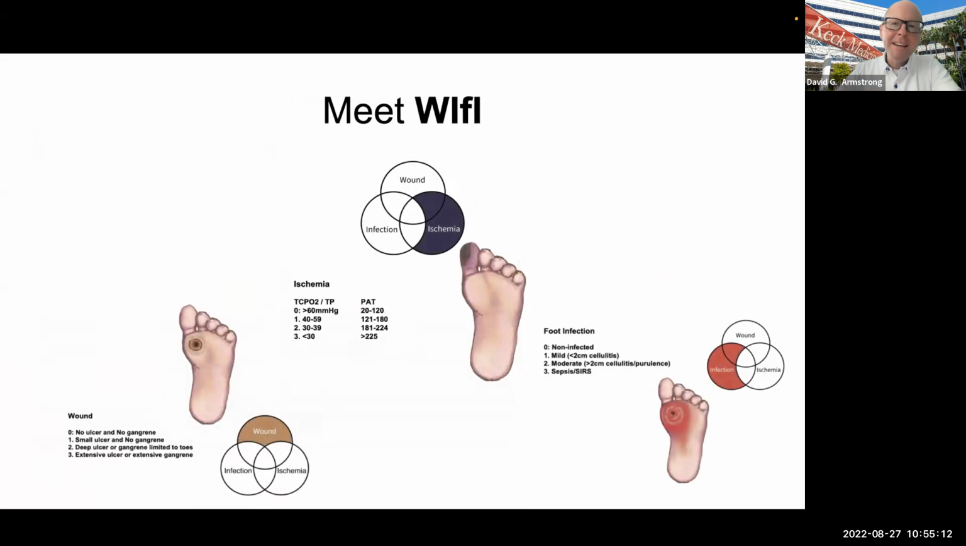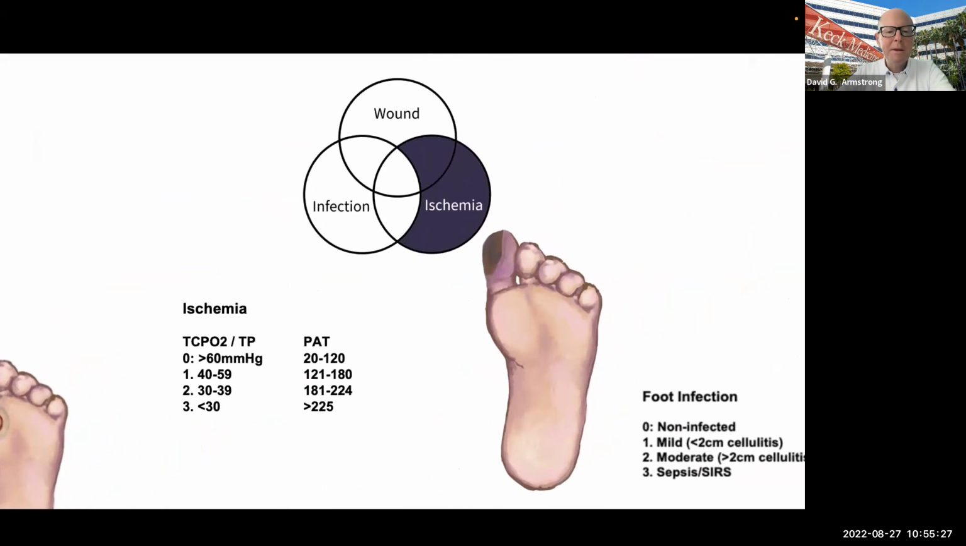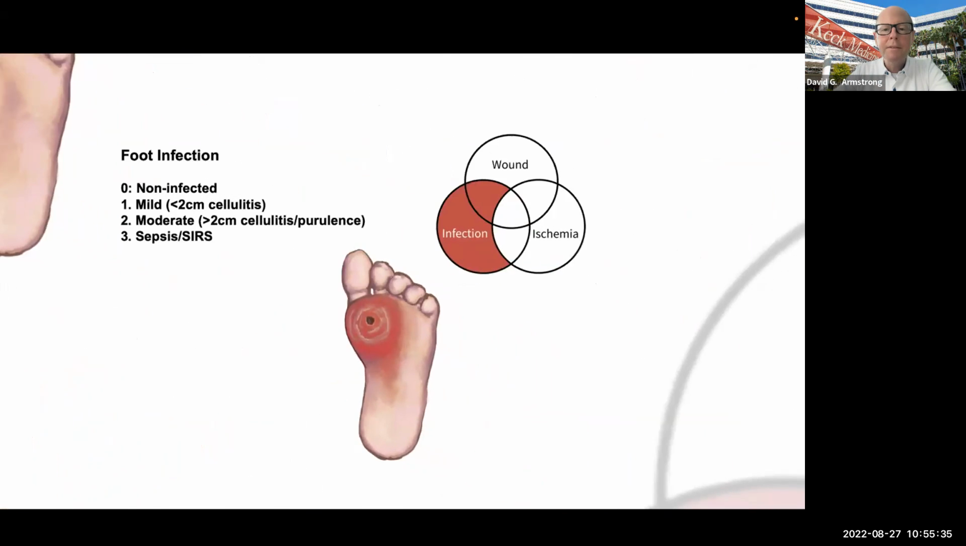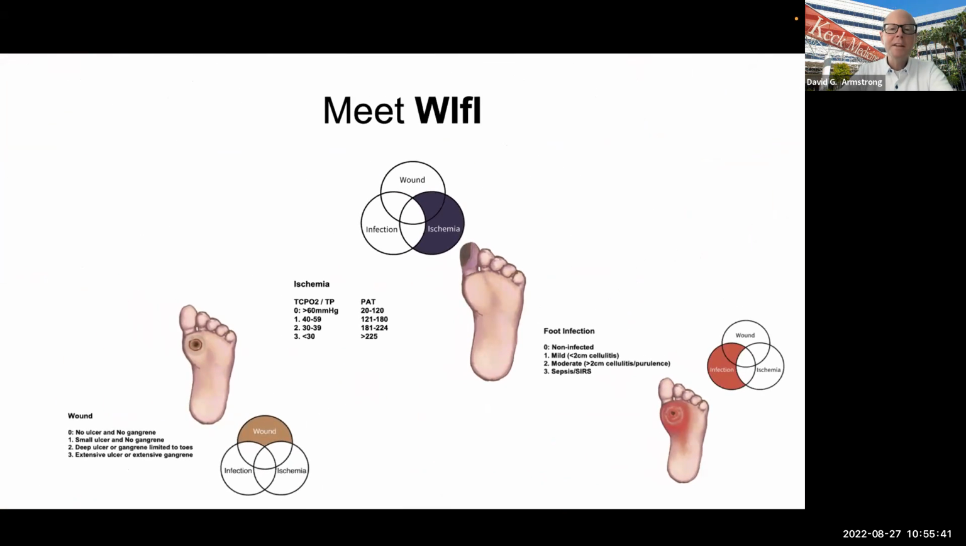And just like with tumor node metastasis in cancer, we really have none, mild, moderate, and severe here for each one of these things, both for the wound, for tissue loss, none, mild, moderate, severe, as you see here. For ischemia, none, mild, moderate, severe, depending on if you're looking at hemodynamic or tissue perfusion related issues, and for foot infection, none, mild, moderate, severe, based on the Infectious Disease Society of America's guidelines. So that is the big picture here.